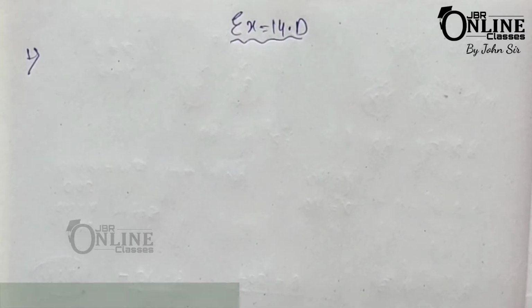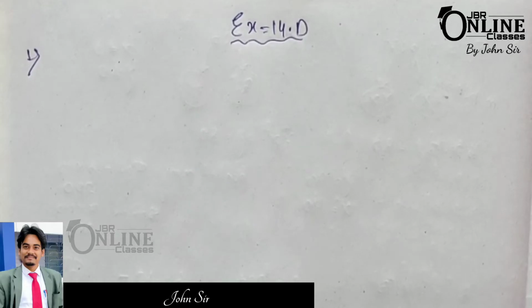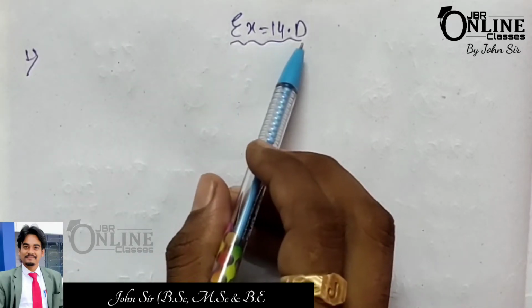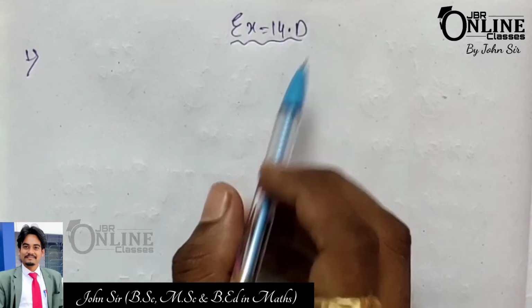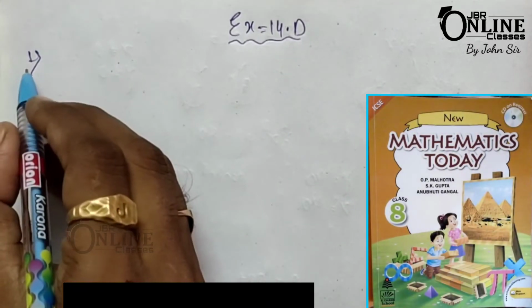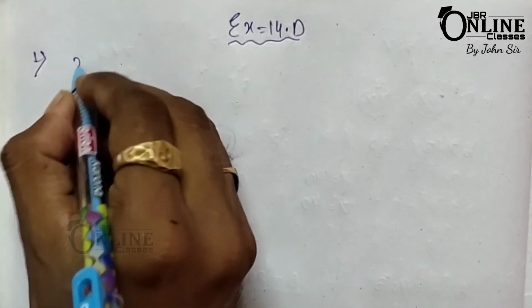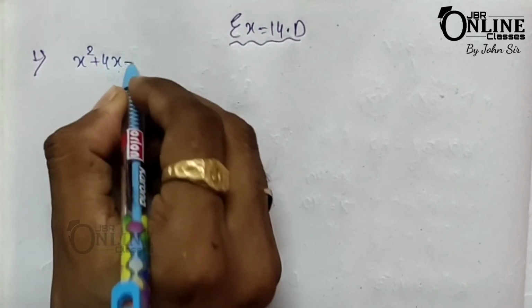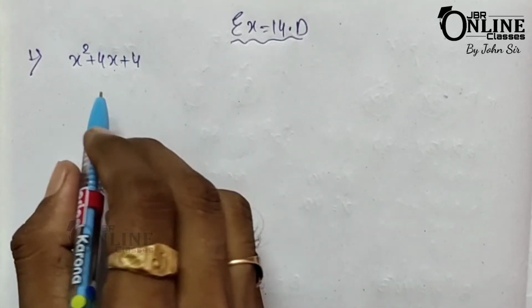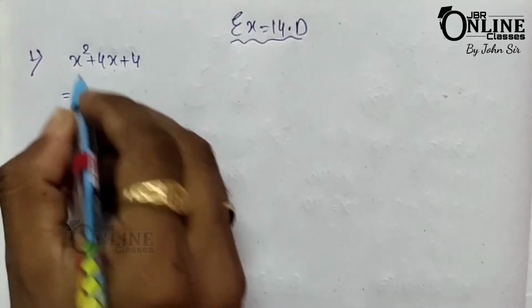Hello students, welcome back to my channel JBR Online Classes, and today I am going to solve exercise 14D from the book of S. Chand. So here sum number 1. In sum number 1, the problem is x square plus 4x plus 4. Now you have to factorize this expression. So just factorize this expression.